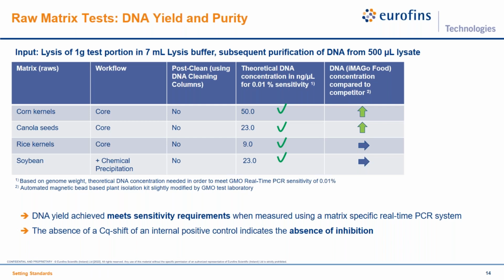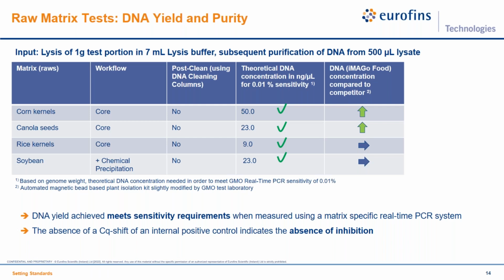In these cases, we do not recommend any post-cleaning because the extensive washing with the dedicated washing buffers will release all these inhibitors in order to do the subsequent analysis. In the next column, you see the theoretical DNA concentration when we're targeting the 0.01% sensitivity. Remember, the one corn we want to detect in the 10,000 corns out there, that's what we want to meet. It's theoretical, based on the genome weight of the matrix type. In all cases, by using the workflow, we've achieved these concentrations.